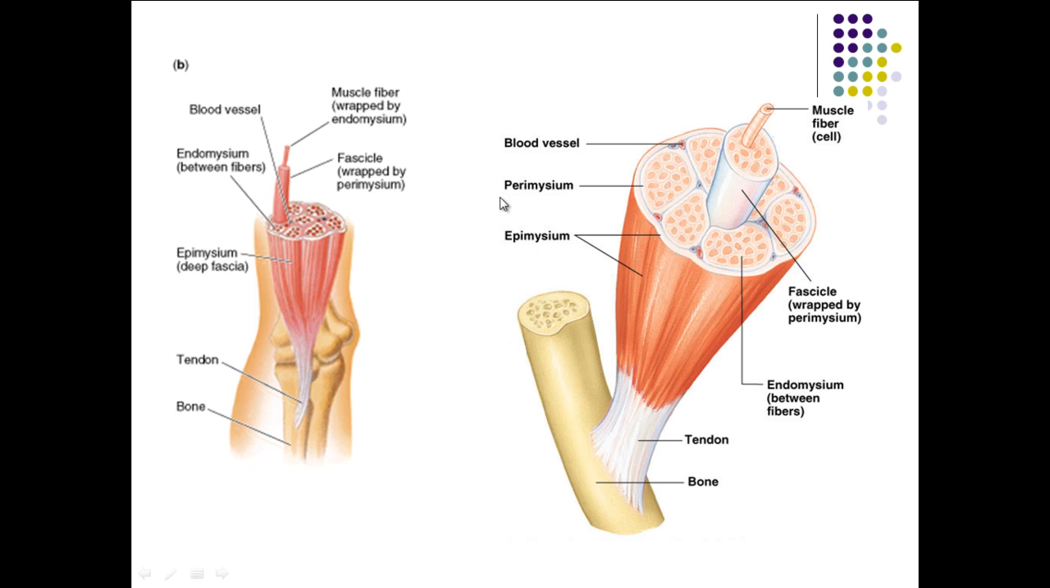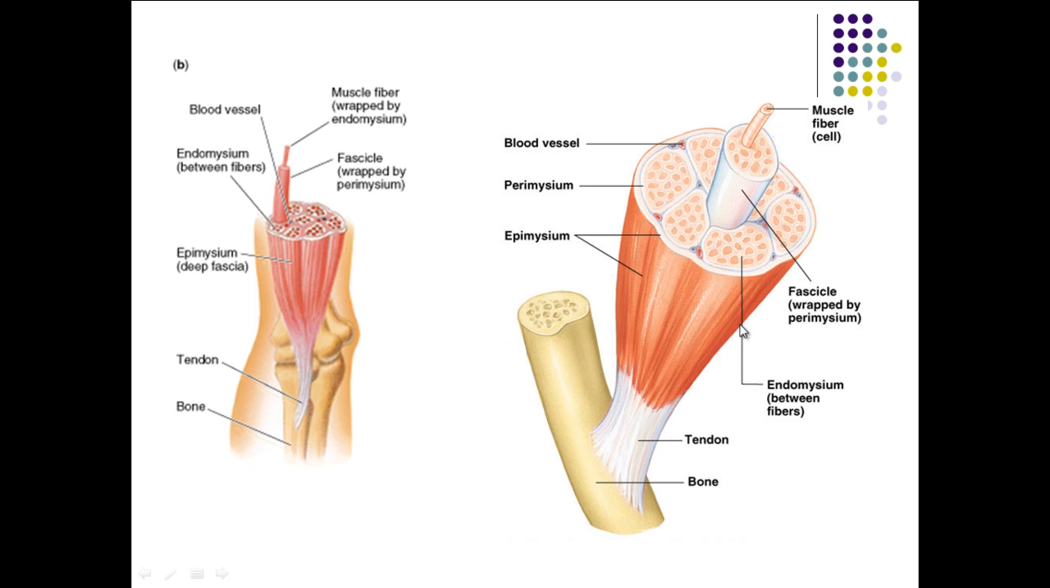Some of these other terms you might not have seen before, and they're not strictly essential for the AQA PE course, but I'll go over them anyway. If we start with the smallest subunit here, a single muscle fibre, a single muscle cell. If you have several of those muscle fibres grouped together, we refer to that as a fascicle. And around the outside of a fascicle is wrapped a layer of connective tissue called the perimysium.